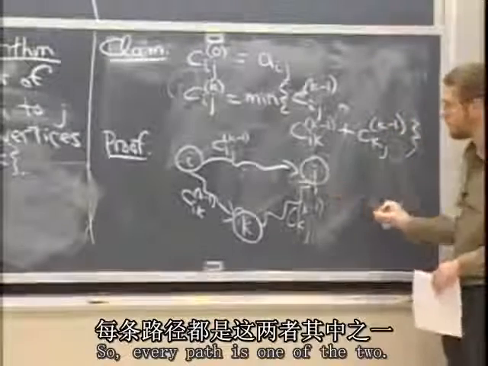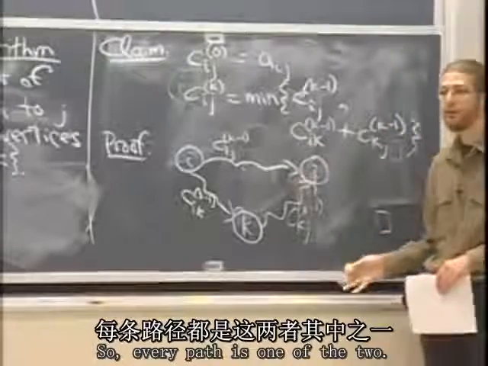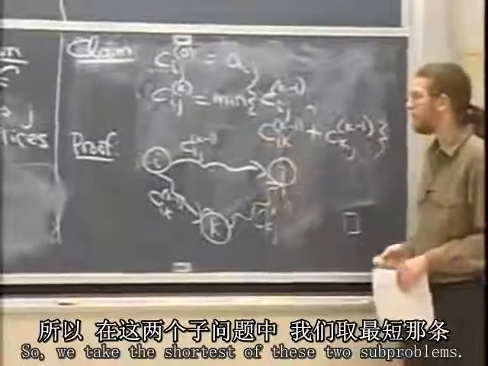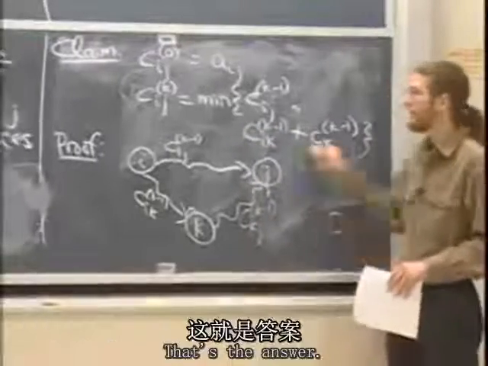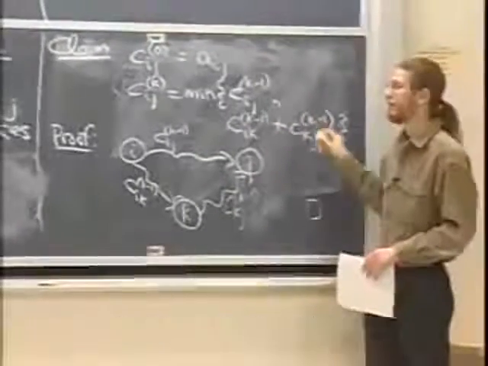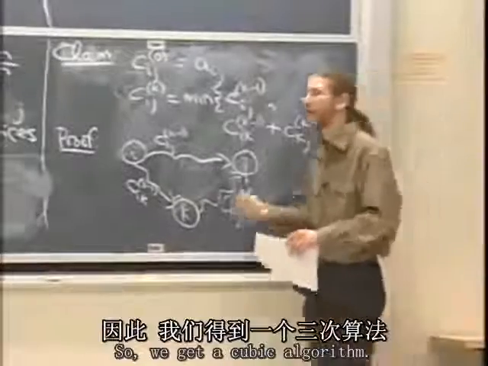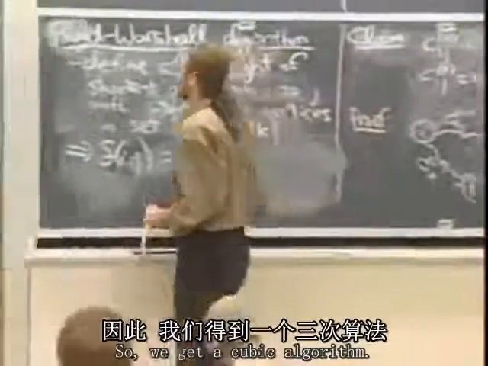So every path is one of the two. So we take the shortest of these two subproblems. That's the answer. So now we have a min of 2 things. This takes constant time to compute, so we get a cubic algorithm.